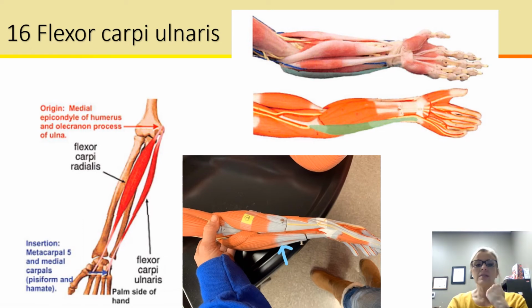It is going to flex the wrist and abduct. Yes, sorry, I had to think about that if I was saying that right. Abduct the hand. The origin is on the medial epicondyle of the humerus and the olecranon process of the ulna. Insertion is going to be on the metacarpal and medial carpals. It is the most medial of the flexor muscles, and it runs alongside the ulnar side, remember that's the little finger side of the forearm, and so you can follow that tendon to the ulnar side of the wrist, so it's going to go on down towards your pinky.